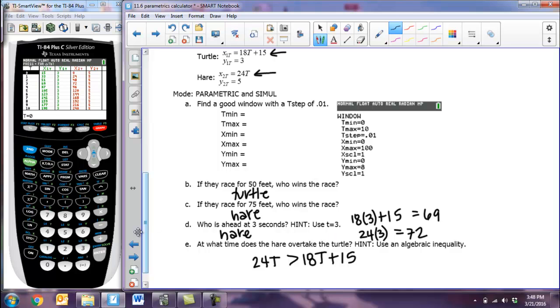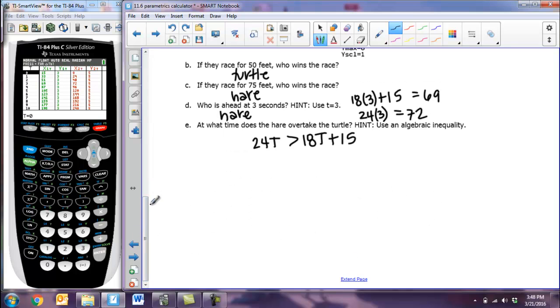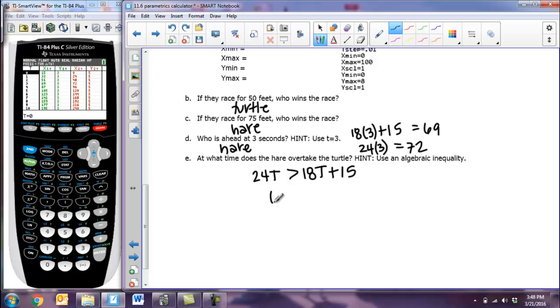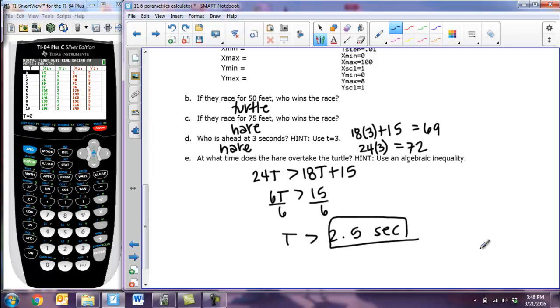And now this is just an algebraic inequality that you could solve. Subtract 18t from both sides, and then divide by 6. And then I would know that at 2.5 seconds, that's when the hare started winning. And that's how you can do these type of equations in your calculator.